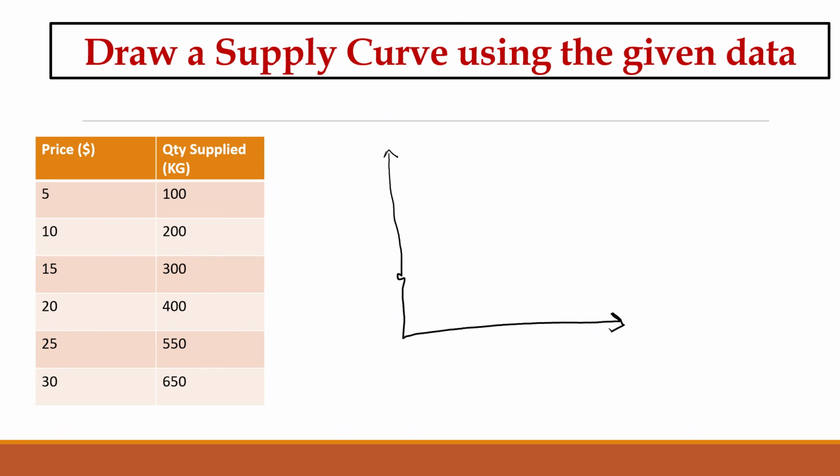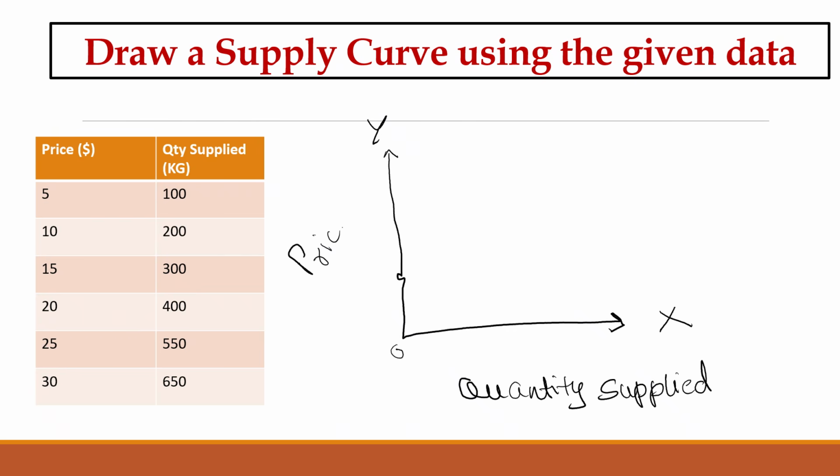Okay. So this is my x-axis. This is my y-axis. This is my origin O. On my x-axis I write the quantity supplied, and on my y-axis I plot the price of a commodity. So simple, we will write here, quantity supplied is 100, then 200, then it is 300, then it is 400.